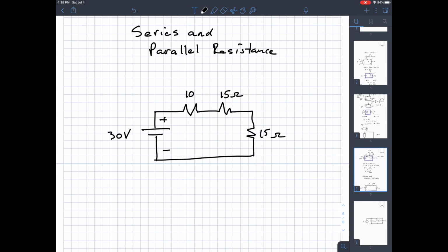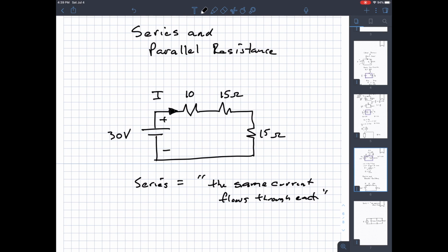This is a picture of a single loop circuit. Three of the resistors are in series. It turns out you can tell resistors are in series if the same current flows through each one. So I'm looking at this current, and I would reference this as I.